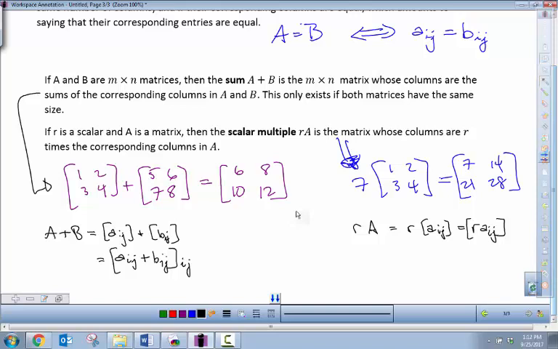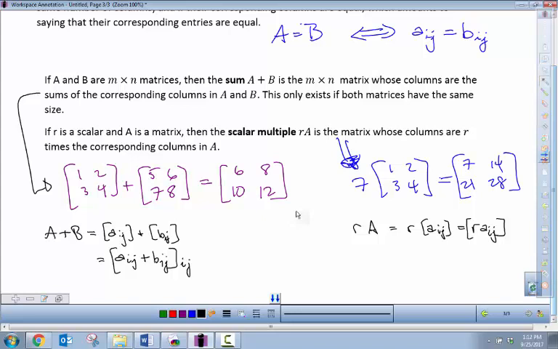Now, it's important that there's a distinction between this scalar multiplication and an elementary row operation, where we multiply one row by something, and we only multiply that one row. So it's going to be important that we know the difference between that particular elementary row operation versus this scalar multiplication. And the scalar multiplication is every element.